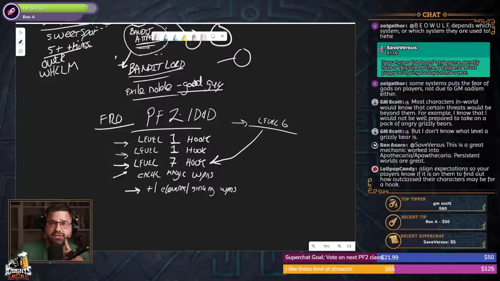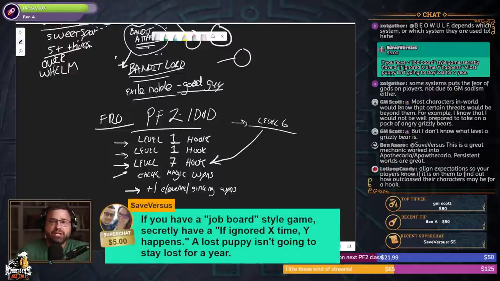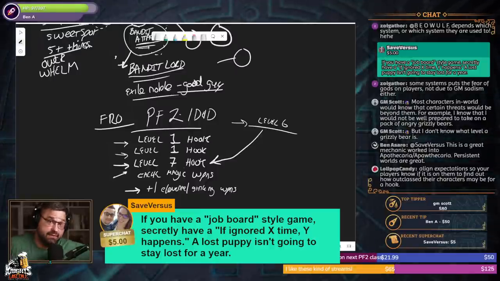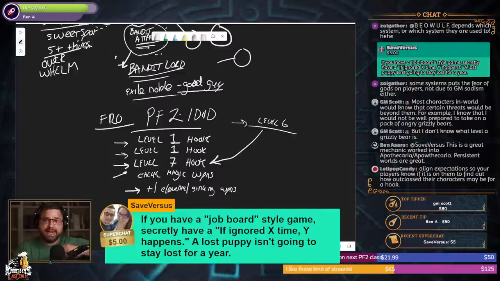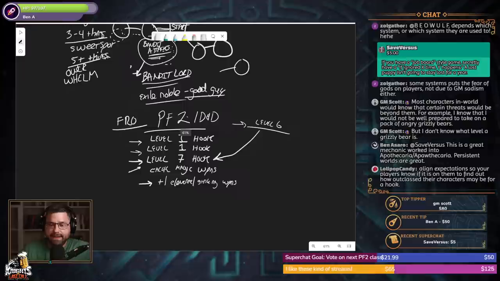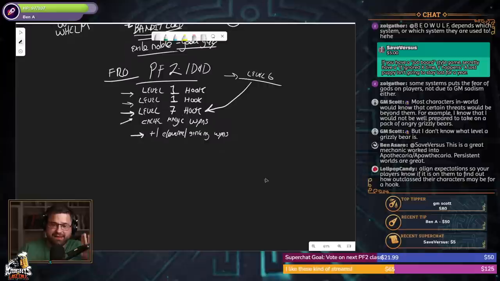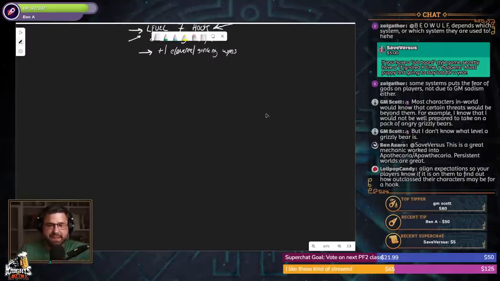We had a super chat here I think I missed. Yeah, Save Versus says, if you have a job board style game, secretly have an if ignored X time, Y happens. A lost puppy isn't going to stay lost for a year. Well, Save Versus, that's a great idea. In fact, we'll talk about fronts here in a second. This topic has sort of made me wander all over the place. I do want to give exact, specific, functional advice.